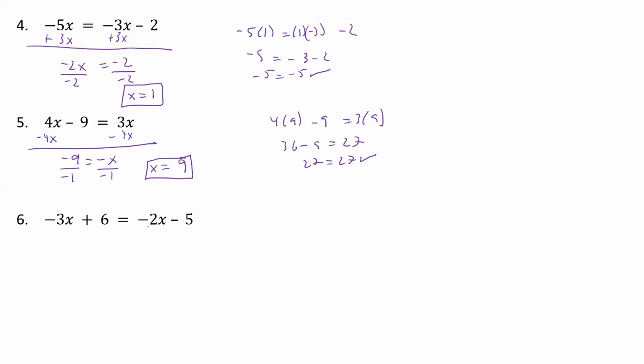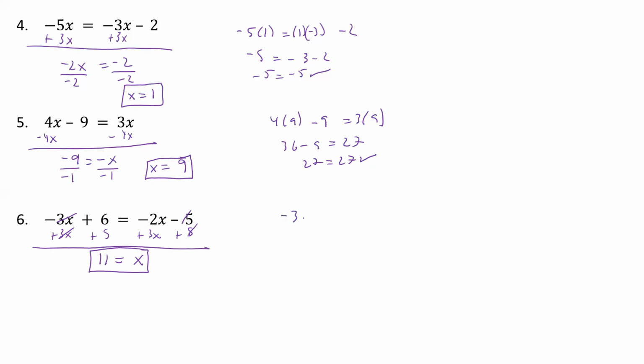Okay, well here I can go either direction. I can take the x's to the right and the numbers to the left, or I can take the x's to the left and the numbers to the right. It doesn't really matter. If you want to have positive x's, I would say add 3x to both sides. And when you do that, you can also add 5 to both sides. That cancels that, and that cancels that. And over here we have 6 plus 5 is 11, and 3 minus 2 is 1, so we just get x. And so we get x equals 11.